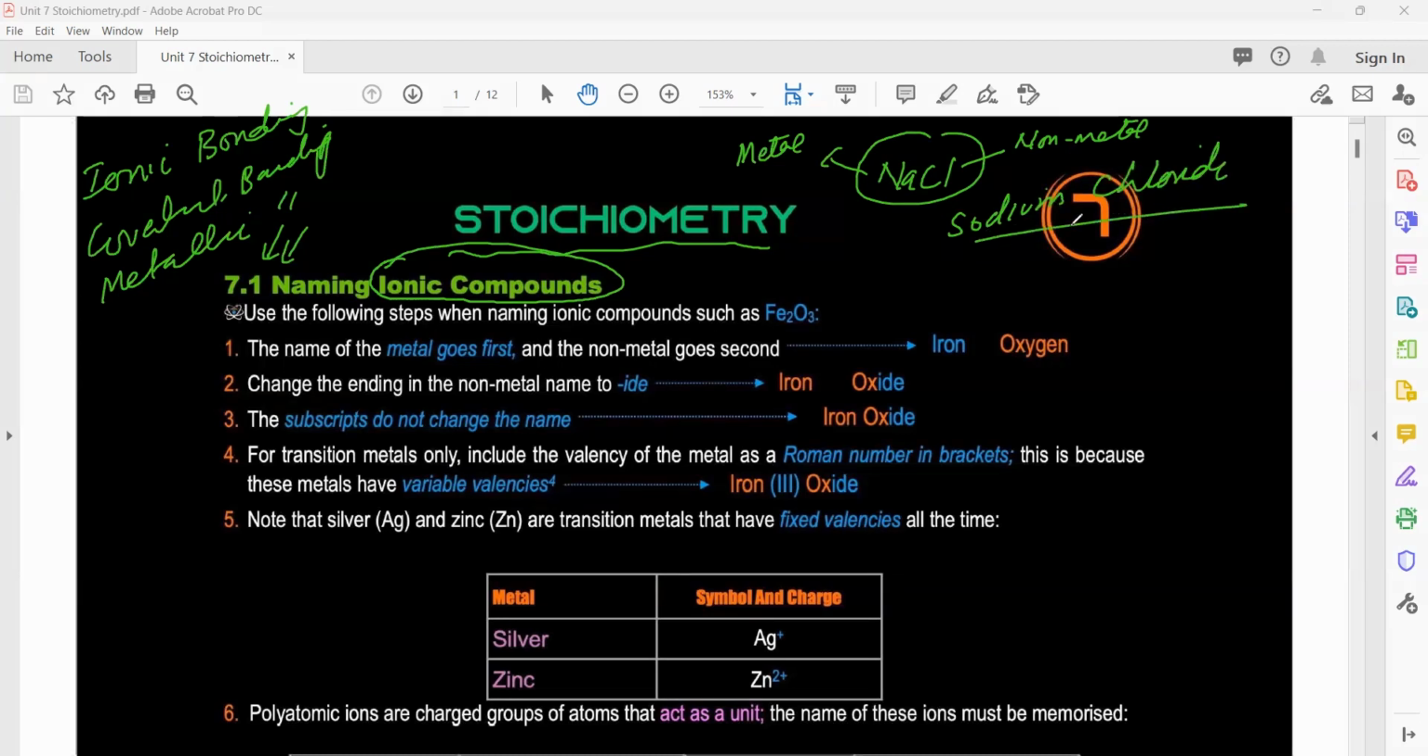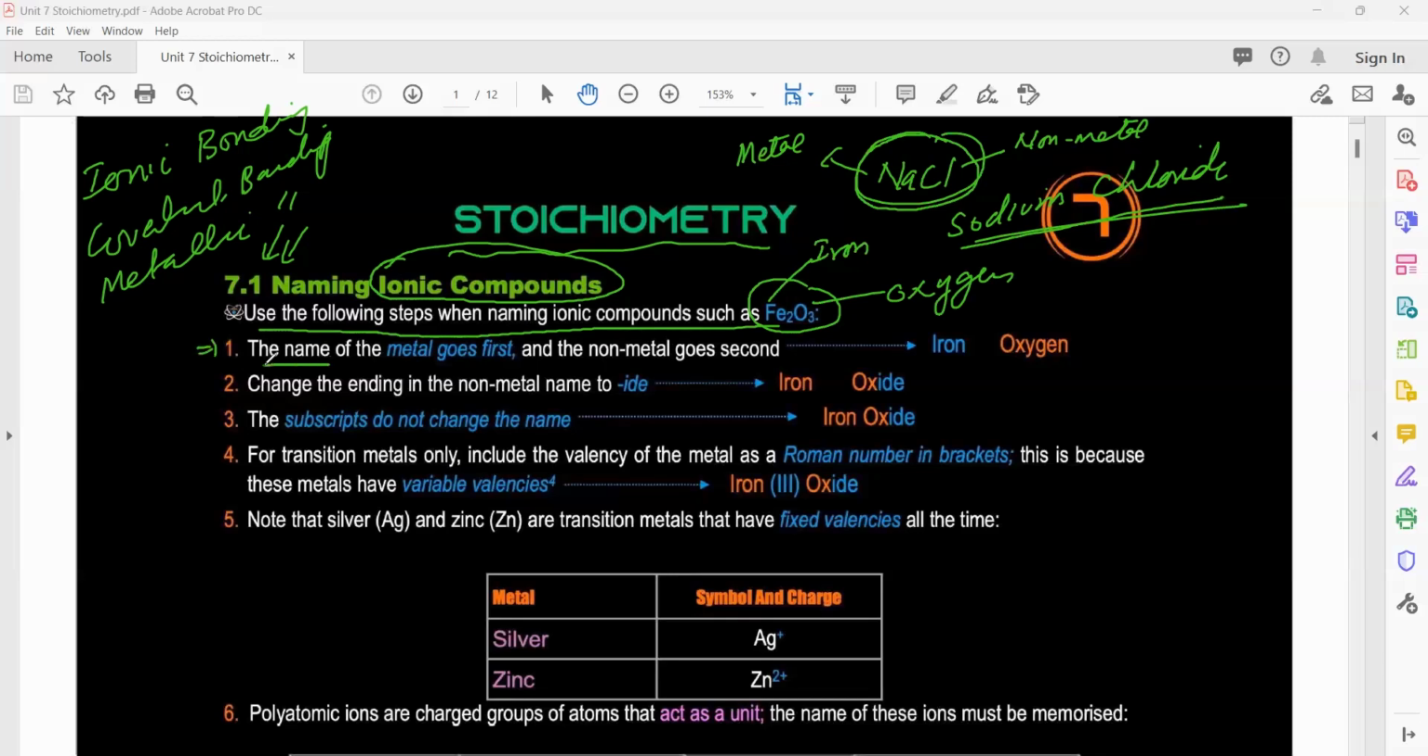Now they're saying that there are some certain rules which you can apply to name ionic compounds. If there is an ionic compound and the formula is given to you, how can you write its name? For that you have some rules. Now we'll see one by one. They're saying to use the following steps when naming ionic compounds such as Fe2O3. Fe, you know that is iron and O is oxygen. Okay, what is rule number one?